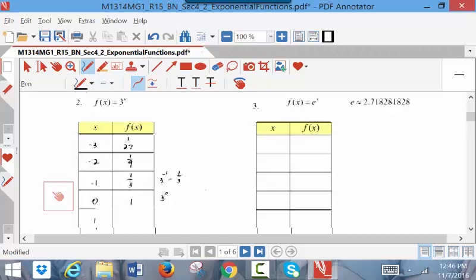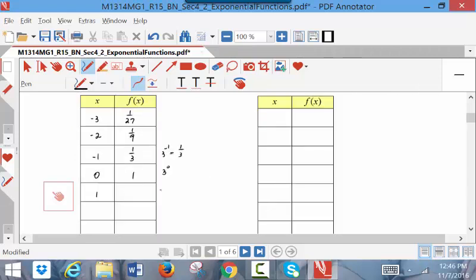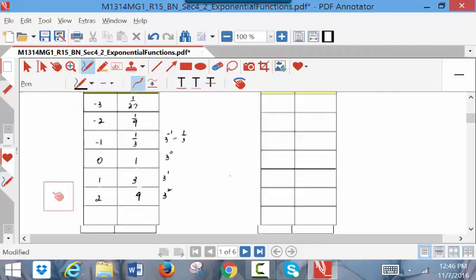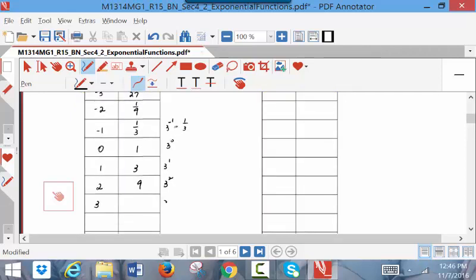And then let's play around with the positives. So 3 to the power of 1, that's easy. 3 squared is 9. 3 cubed is 27. So this moves up very, very quickly. These numbers get very large very quickly.